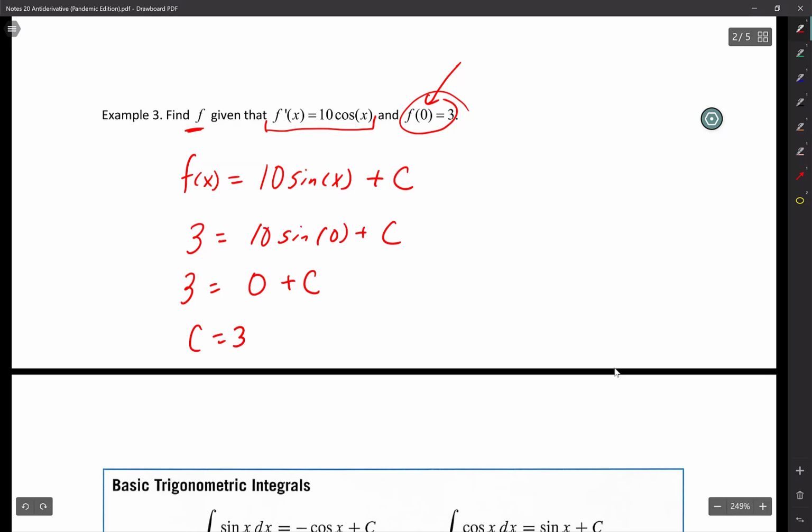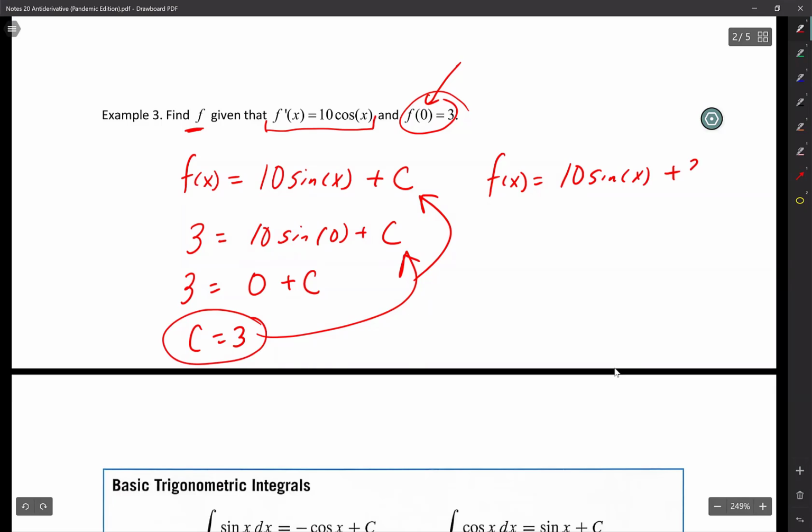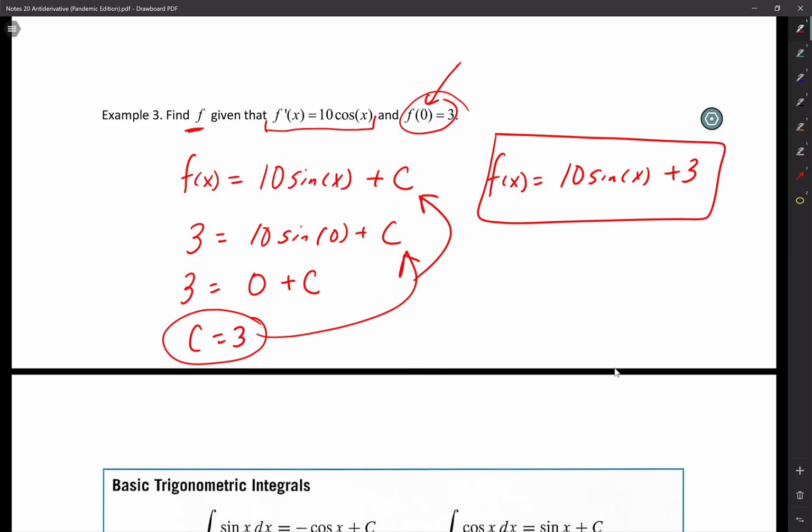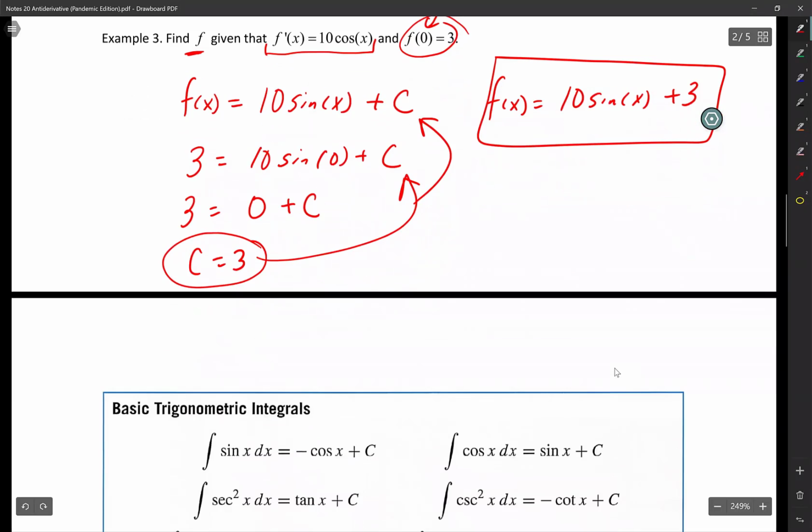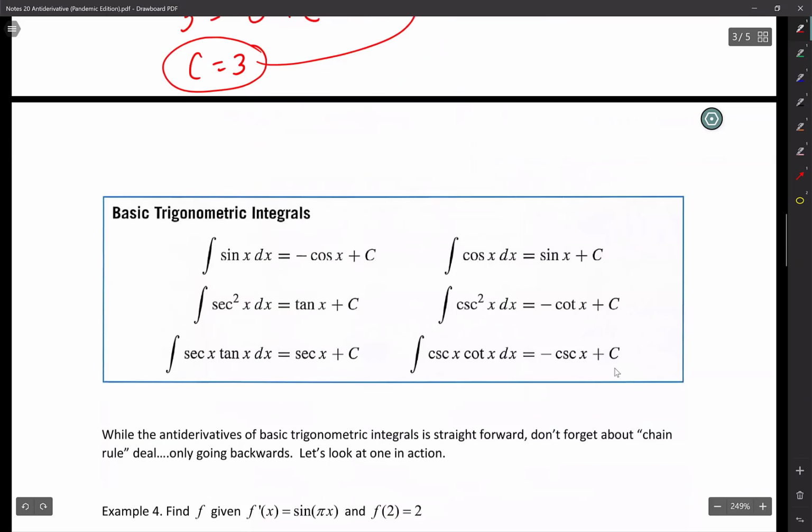And so now that I know that c is 3, I'm just going to plug that dude in right there. Or actually right here. So what's my equation? My equation is 10 sine x plus 3. Cool or not cool, guys? Cool. Cool. All right, here are some formulas.